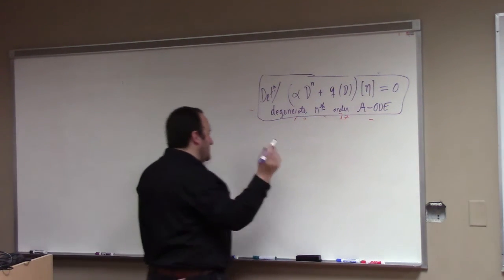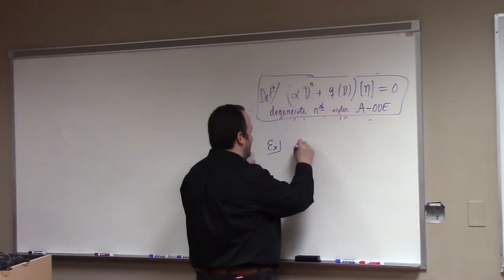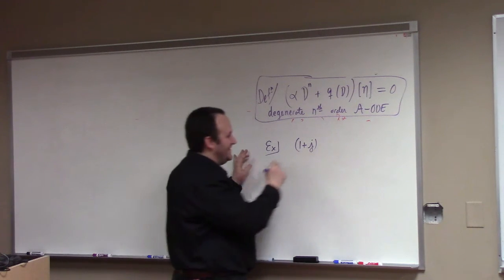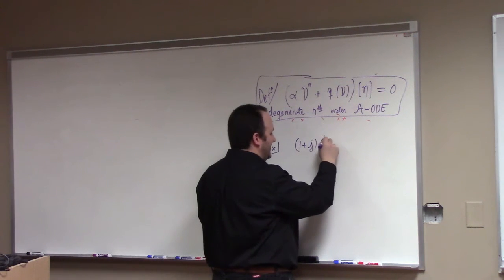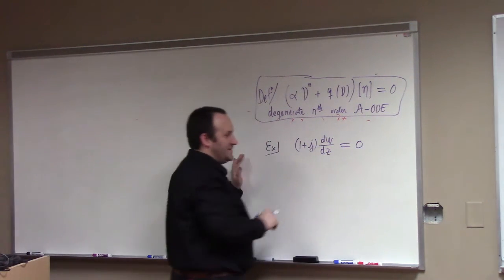For example, a stupid example. You don't have to work hard at it. Just take your favorite zero divisor, 1 plus j, right? 1 plus j times, I don't know, how about dw dz? We can still get lots of mileage out of the hyperbolic numbers.